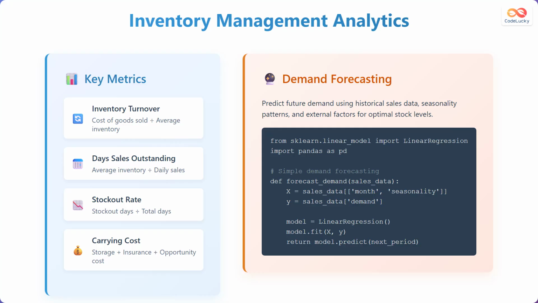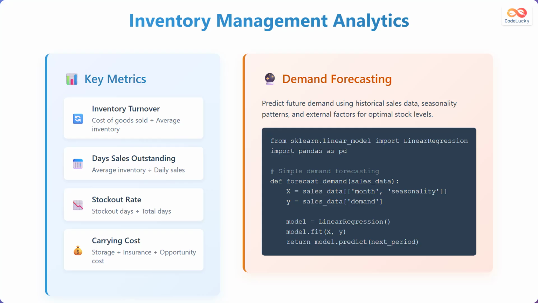Next, let's dive into inventory management analytics. Key metrics to consider are inventory turnover, which is calculated by dividing the cost of goods sold by the average inventory. Days sales outstanding, which is calculated by dividing average inventory by daily sales. Stockout rate, which is stockout days divided by total days, and carrying cost, which is storage plus insurance plus opportunity cost.